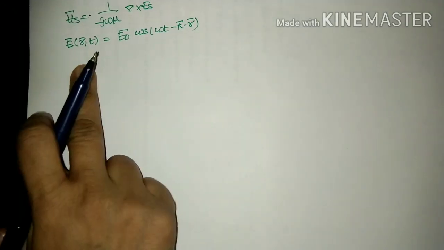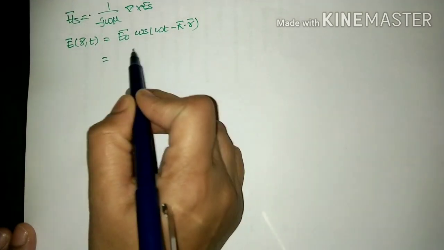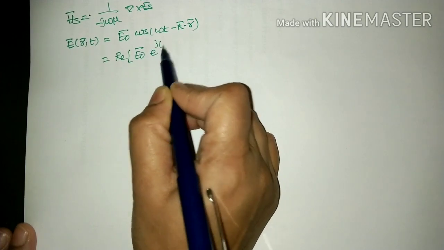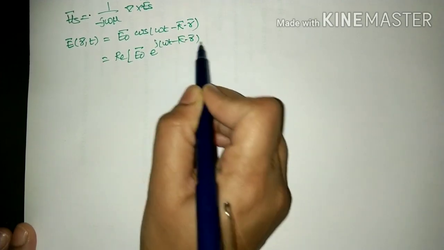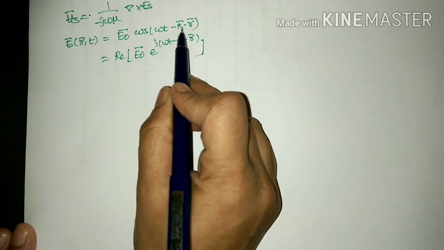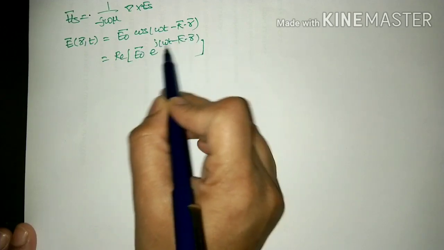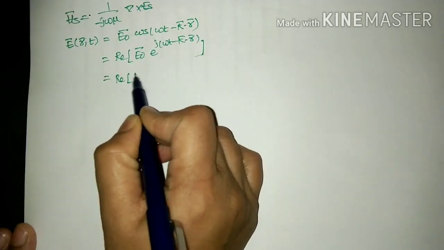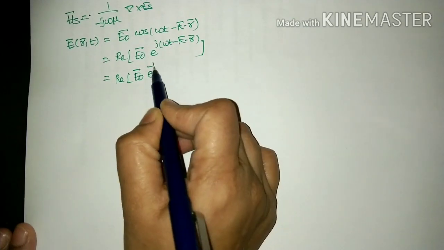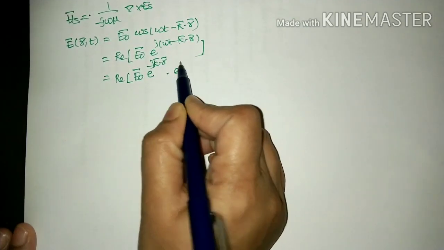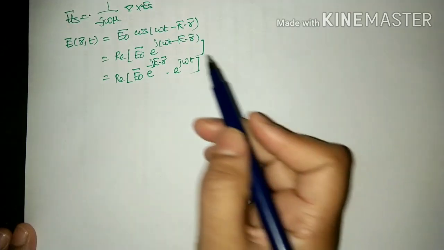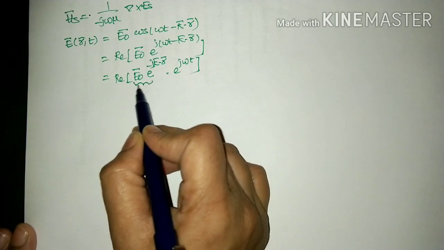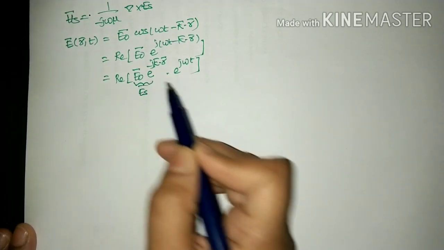Now we have to obtain the phasor form of this electric field. So now you can write this as real part of E naught bar into e power j omega t minus k bar dot r bar. Cos of omega t minus k bar dot r bar can be written as real part of e power j theta. This can be further simplified as real part of E naught bar into e power minus j k bar dot r bar into e power j omega t. So if you consider this term is independent of time, hence this is nothing but the phasor form of the electric field Es bar.